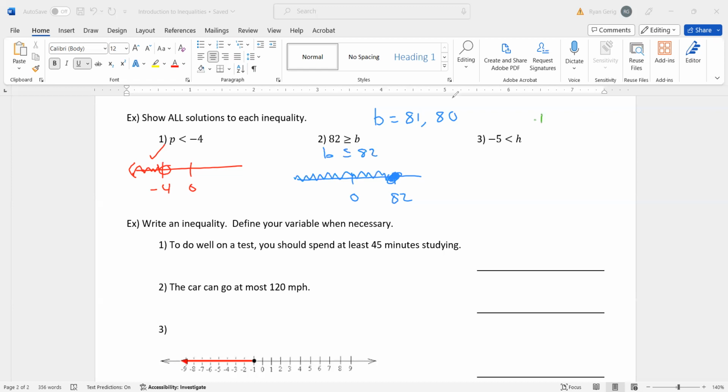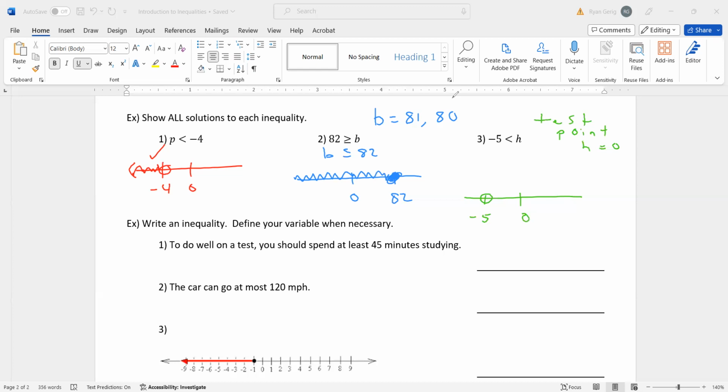So test point. I'm going to pick a number that is not -5. Not going to choose -5. So I'm just going to choose 0. Okay. We'll go ahead and set up my number line. 0 in the middle, -5 is to the left. I know it's an open circle because it's less than. Okay. I'm going to put 0 in for H. If it's true, I'm going to shade towards 0. If it's false, I'm going to shade away from 0.